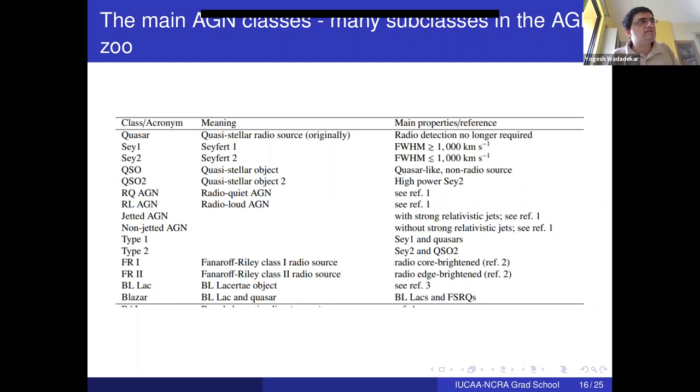Because the impact of the AGN is felt maximally only in the central regions, we will talk mostly about the central regions. But in some cases, especially when we go to the impact of AGN on galaxy evolution, there we will have to consider the whole galaxy as the AGN.